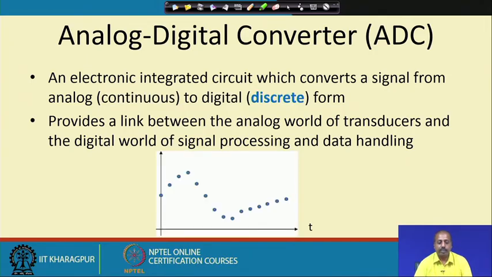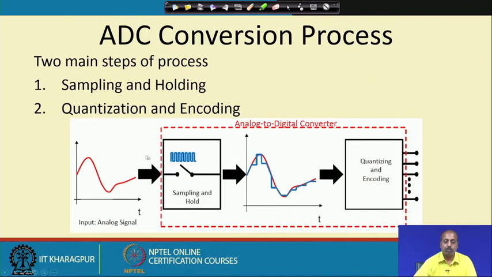So, this ADC is an electronic integrated circuit which converts a signal from analog to digital form. Basically, this is the signal that we have. Maybe we just look into this signal at some discrete points of time, and we see that its values are like this. This is basically a sampling of the signal at different time instants. The ADC conversion process has two main steps. One is called sampling and holding, and the second is quantization and encoding.